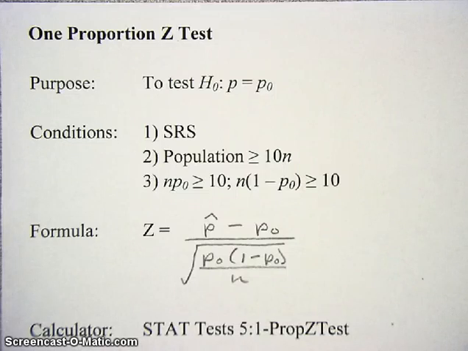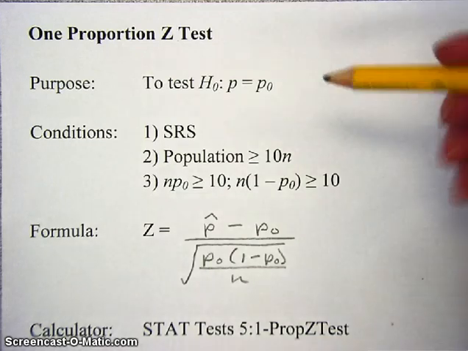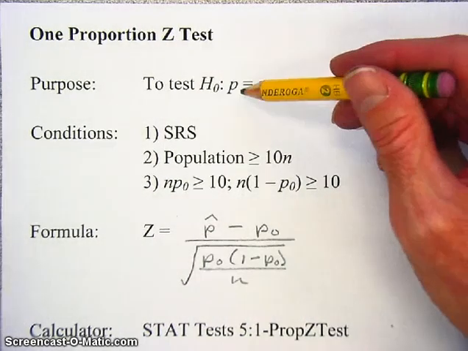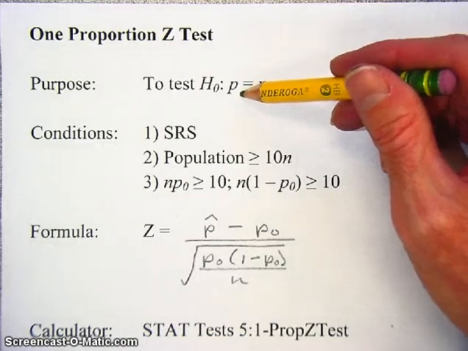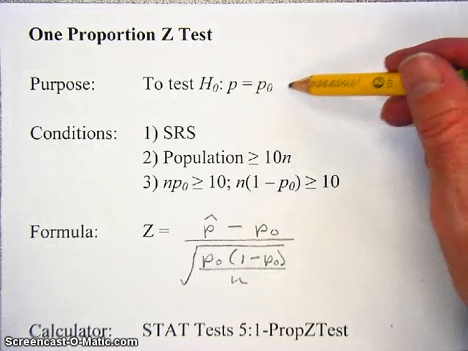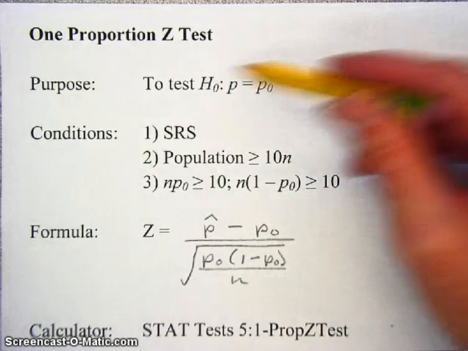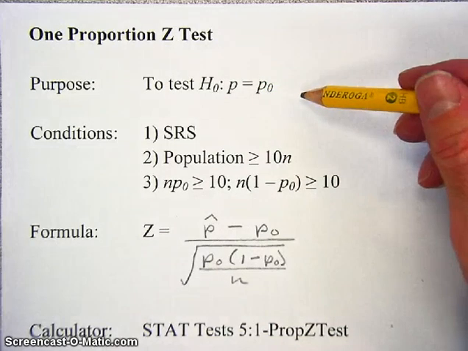In this video, we'll look at the one proportion z-test. The purpose of this test is to test a specific claim about a population proportion: H naught, that a population proportion P is equal to some specific value P naught. This is going to be our working assumption in everything that follows.